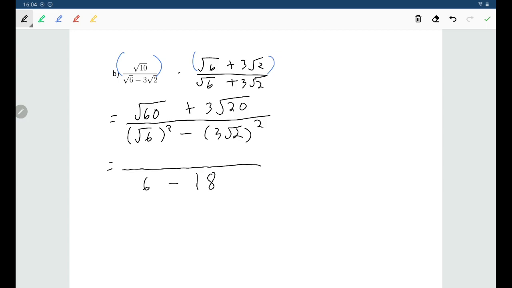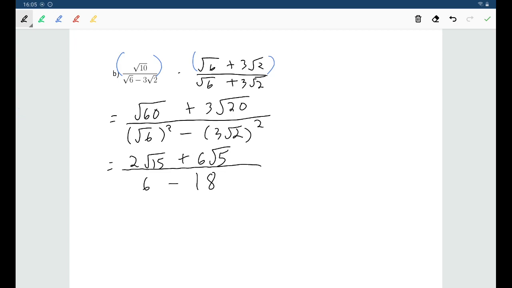For the numerator, root of 60 and root of 20, those both have perfect squares that can be taken out of them, namely 4. 4 goes into 60 15 times, so root of 60 is 2 root 15. And 20, 4 times 5 is 20, so 4 is the perfect square that can be taken out. So we'd have 3 times root of 4, which is 2. 3 times 2 is 6. So 6 root of 5 is what we've got left over.